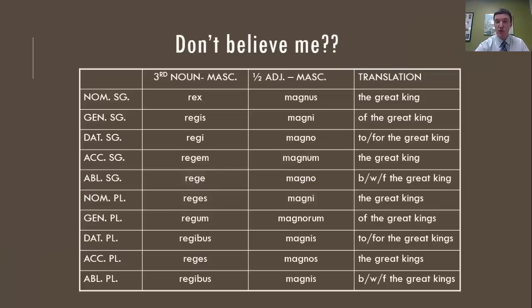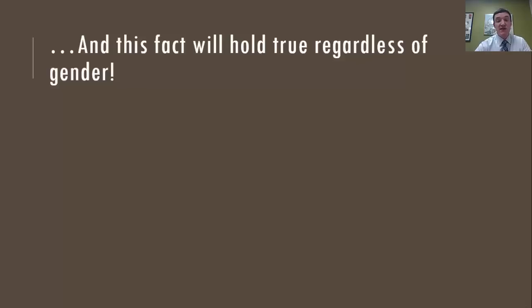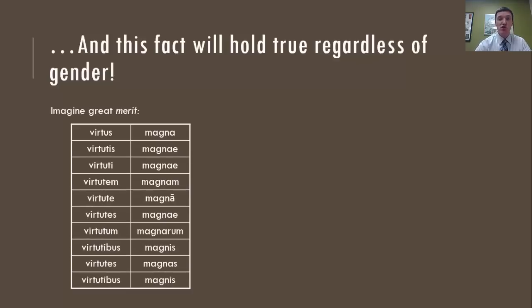If you look at the dative plural, right? Regibus, dative plural masculine. Magnis, dative plural masculine, right? Those agree. They don't have to have the same ending. And this is going to be true regardless of the gender of the noun, right? So no matter what gender it is, if, for instance, you think of merit, the noun virtus virtutis, which is third feminine, well, I can say great merit, right? I use virtus, which is a third feminine, and I pair it with magna, which is a first feminine, because that's the way 1/2 adjectives work.